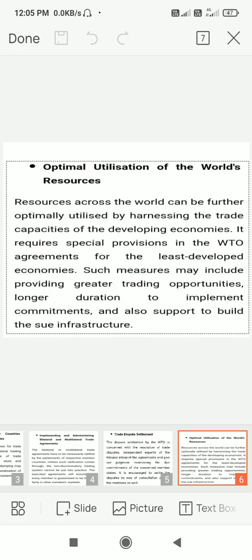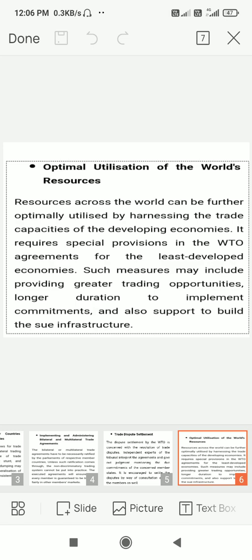After this is optimal utilization of world resources. Every country is rich in some resources. Suppose India is rich in some resources and other countries are rich in other resources. We can use each other's resources in a proper way, and when we use them properly, it is called optimal utilization of world resources. Here it is given that it requires special provisions in the WTO agreement for the least developed economies. Such measures may include providing greater trading opportunities.